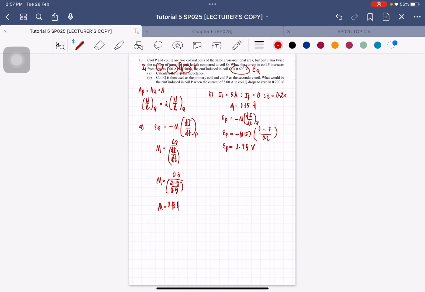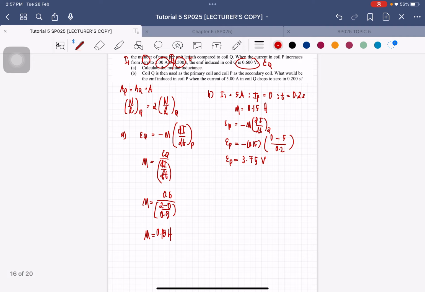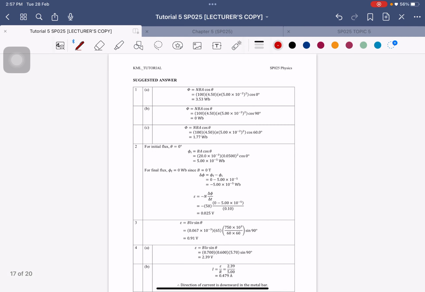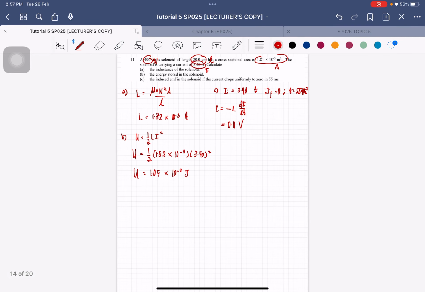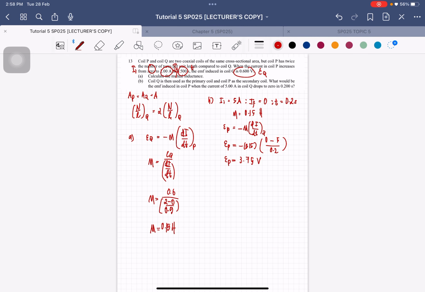Okay, so this is basically the solution for question number 13, and that is everything for tutorial chapter 5.